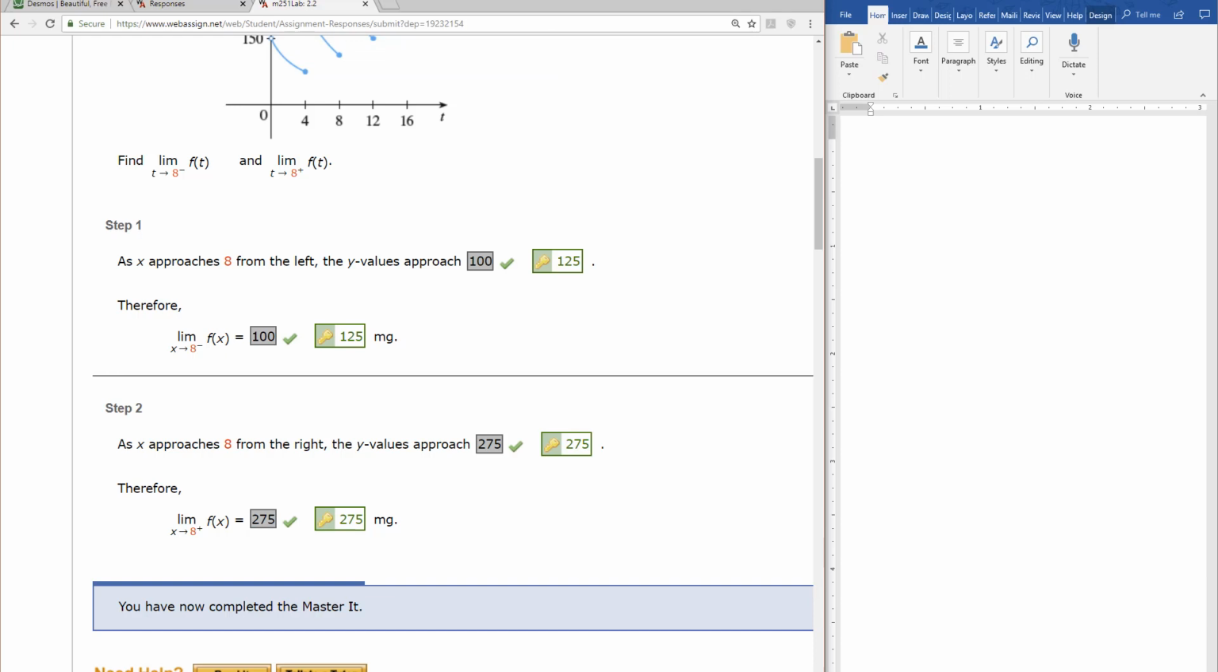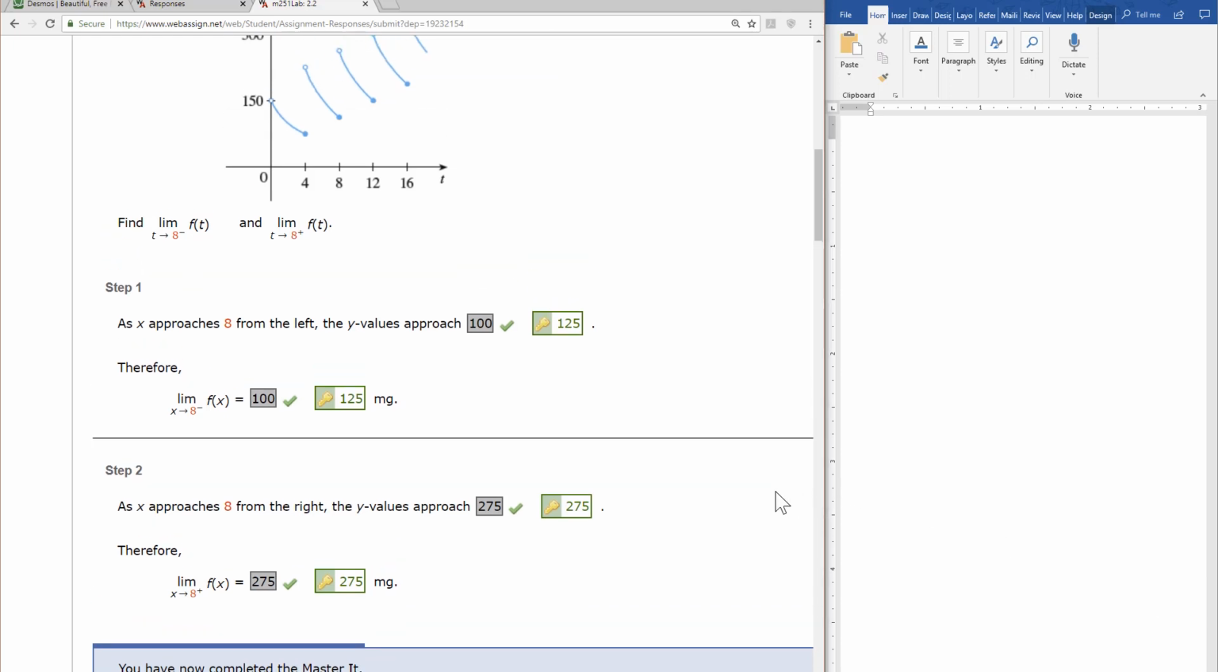So that's all there is to this problem, and this problem is focused on having you read the graph and try to figure out what the limits are based on the graph. And with a piecewise graph like this, you have to know which graph to use as you're approaching a particular limit. Okay, I hope that helps.